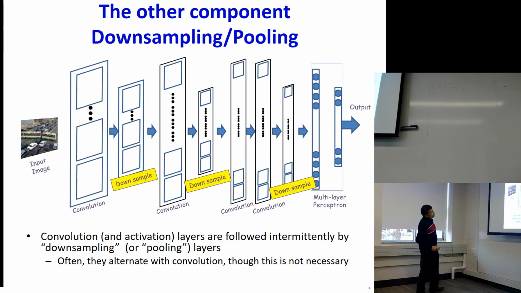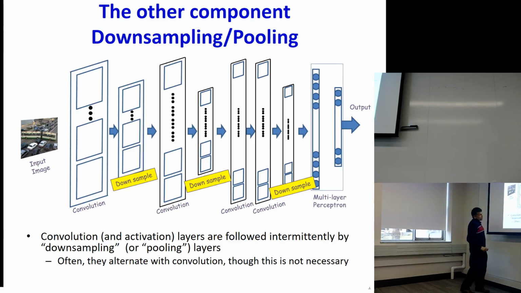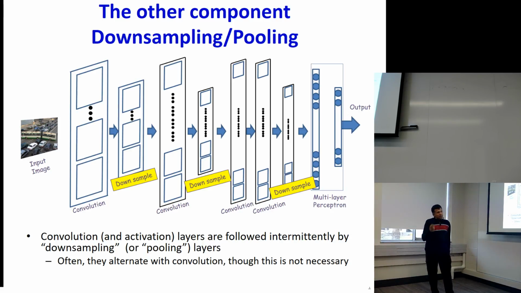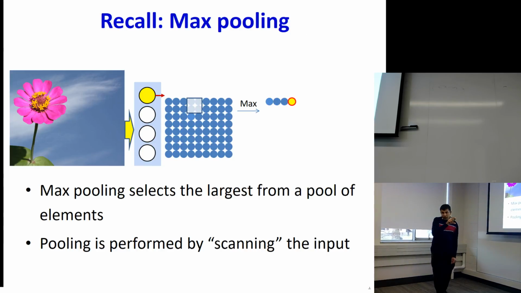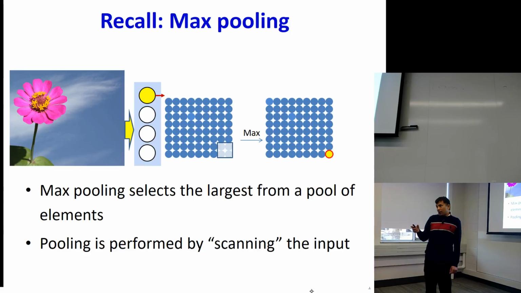Now, the other component was the pooling, right? Convolution and activation layers are followed intermittently by downsampling or pooling layers, and they usually alternate with the convolution layers, but this is not necessary. So max pooling selects the largest from a pool of elements. We saw this in the previous class. And pooling is performed by scanning the input. So you'd look at, for instance, those 4 pixel values, and pick the largest one. And you can do this scanning left to right, exactly as before. Now, during the scan, if you had a stride of just 1, you're going to end up again with an output which is approximately the same size as the input.